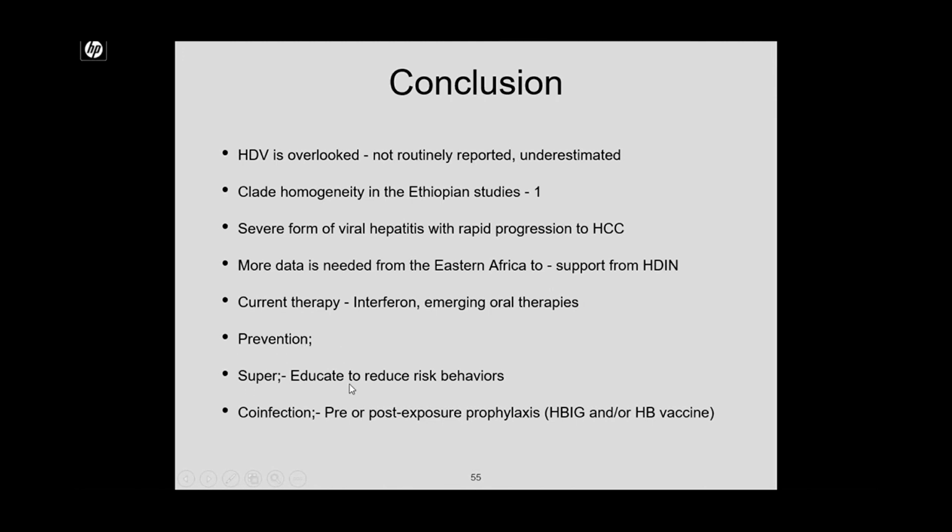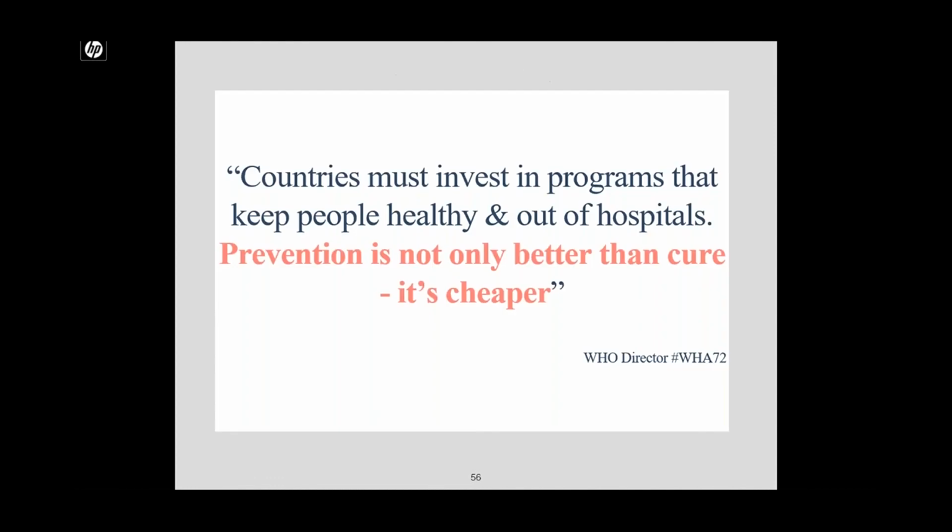For super-infection, we need to educate to reduce risk behavior, because in super-infection we cannot give vaccination. It cannot help to prevent. Once the patient has hepatitis B, it doesn't prevent, but co-infection can be prevented by pre- or post-exposure prophylaxis, which includes the vaccine and immunoglobulin.